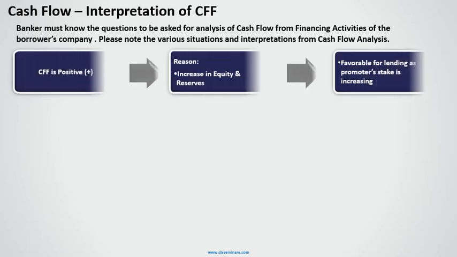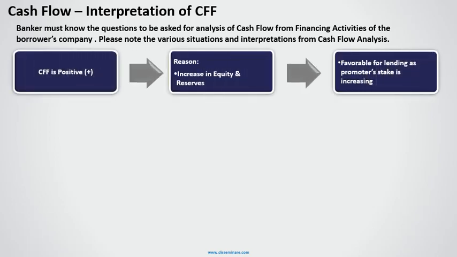In case 1, the banker finds the CFF is positive and the reason is increase in equity and reserves. The banker should consider this borrower as favorable for lending because the promoter's stake is increasing.